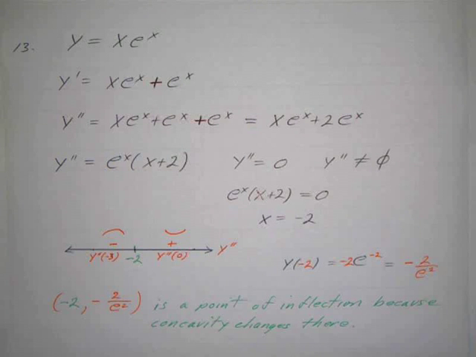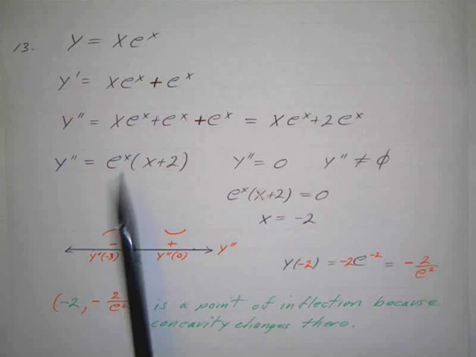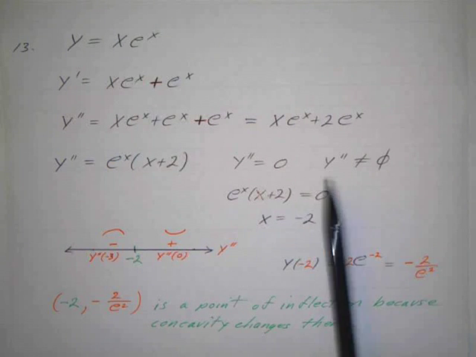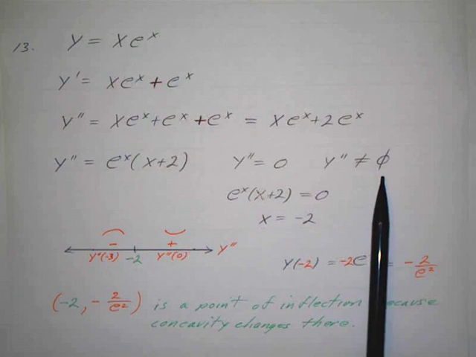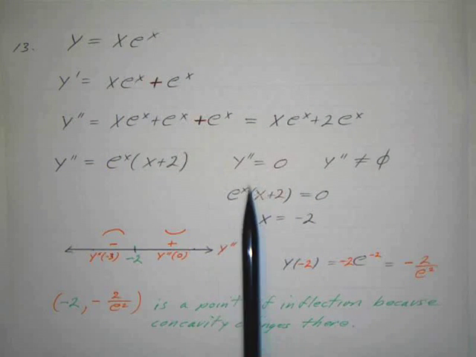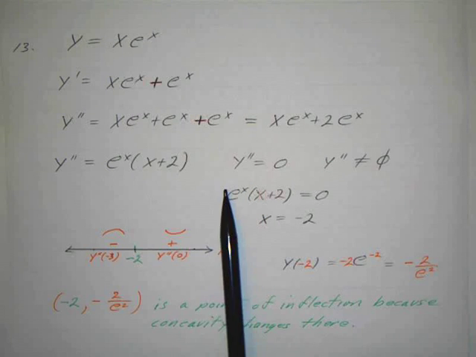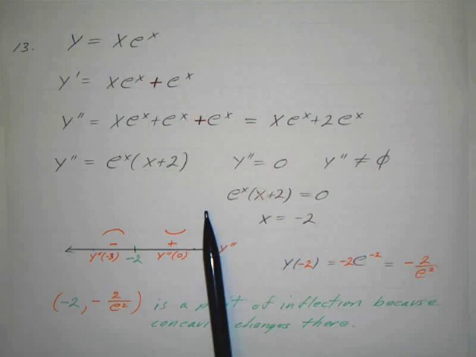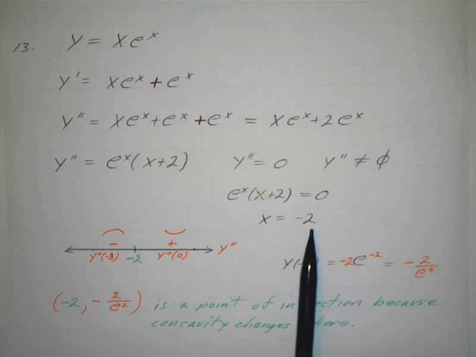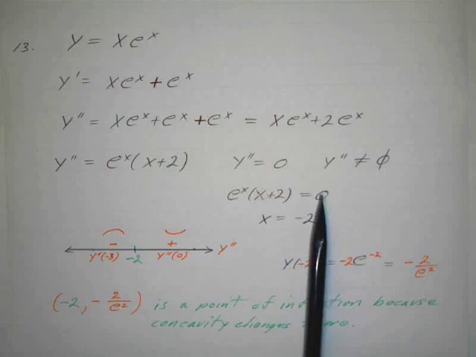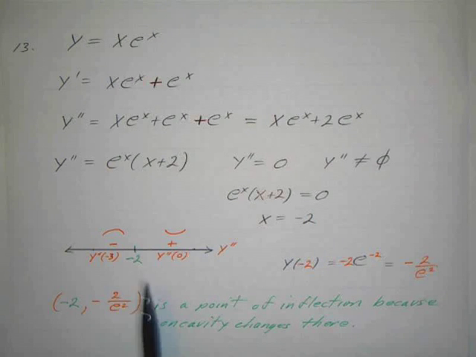So I don't have to worry about that being undefined. This is always going to be positive, and this is definitely going to be defined, so I don't have to worry about it being undefined, but it can be 0. Now remember, e to the x is always positive, so that's not going to enter into my decision. Here I just look at this factor, x plus 2, and if I set that equal to 0, x plus 2 equals 0, that implies that x equals negative 2. So negative 2 is my critical value.